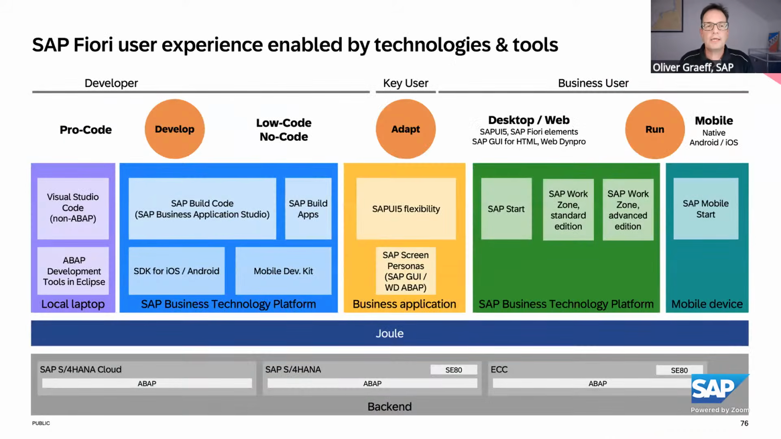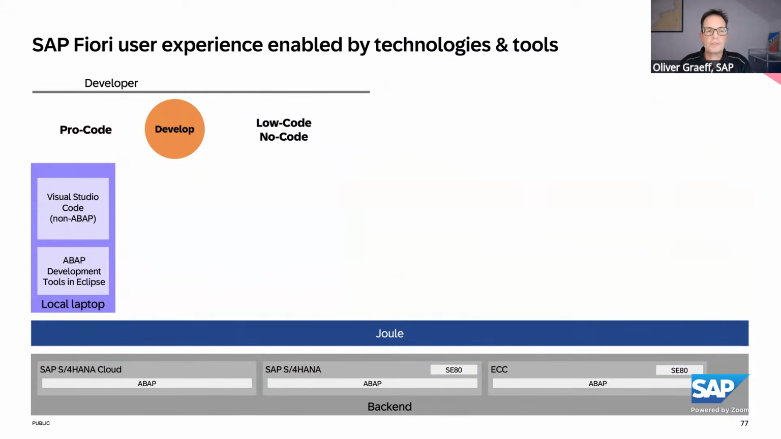So that was the blue box here. And let's focus now on the local laptop. I already mentioned Visual Studio Code. Let's have a quick look at what we have on the local laptop, IDE-wise. And you can already see it here in the box. So we have Visual Studio Code for everything which is non-ABAP, because ABAP is handled in ABAP Development Tools in Eclipse. And this is Visual Studio Code for the rest, I would say.